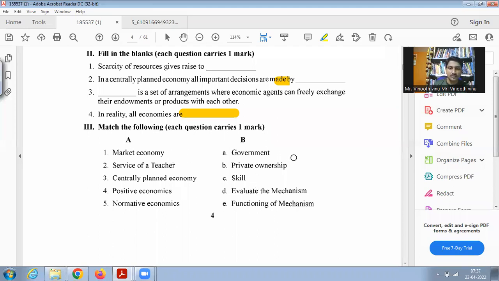First one, private ownership. Next, service of a teacher, skill. Centrally planned economy, government. Positive economics, functioning of mechanism. Normative economics, evaluate the mechanism. That's it. Okay.